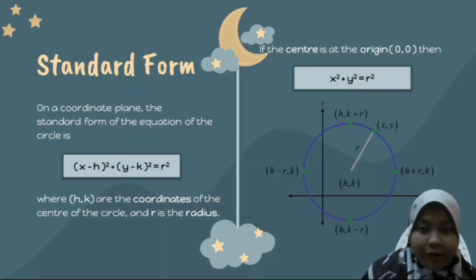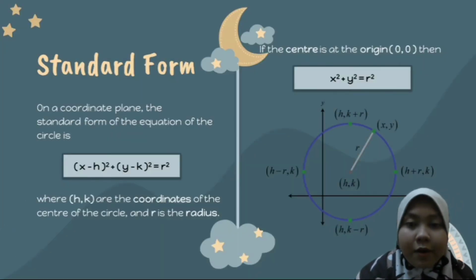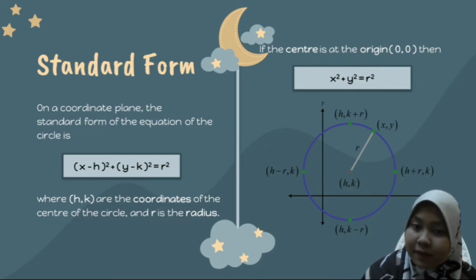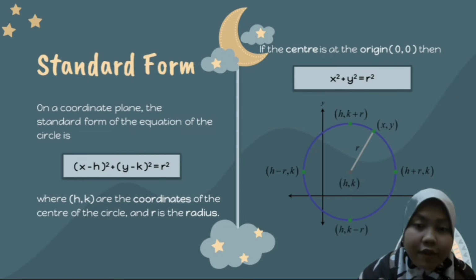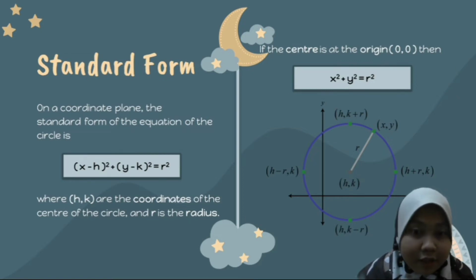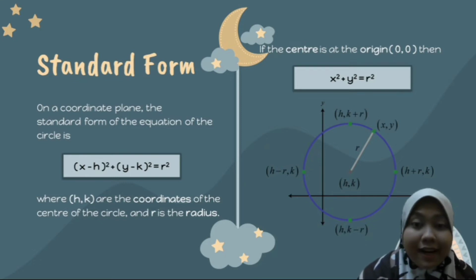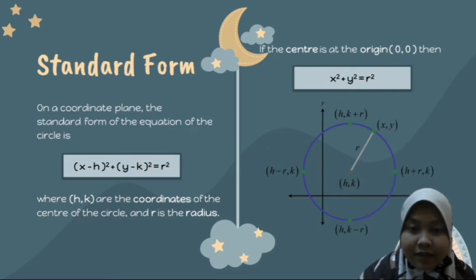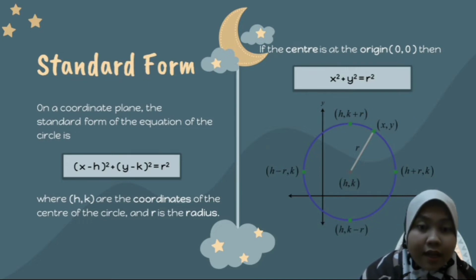There are two forms of the circle equation, which are standard form and also general form. On the coordinate plane, the standard form of the equation of the circle is (x minus h) squared plus (y minus k) squared equals r squared, where h, k are the coordinates of the center of the circle and r is the radius. If the center is at the origin, which is 0, 0, then x squared plus y squared equals r squared.